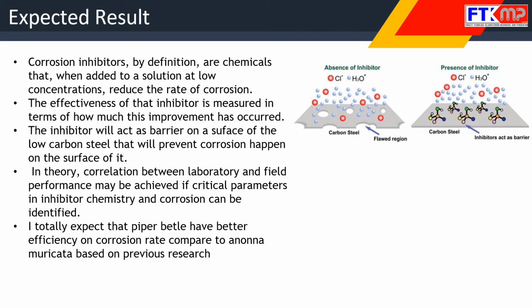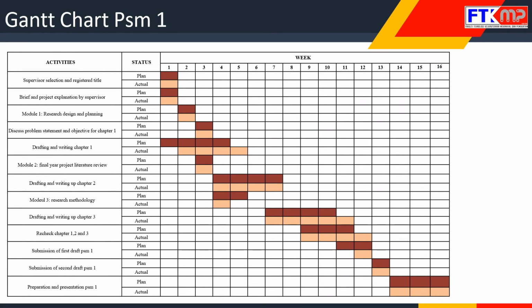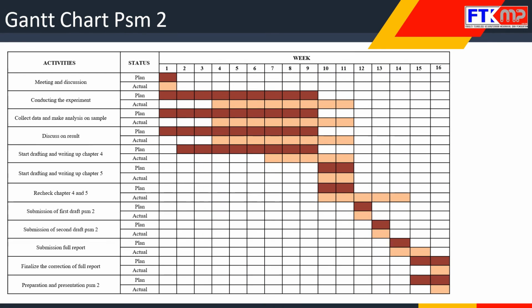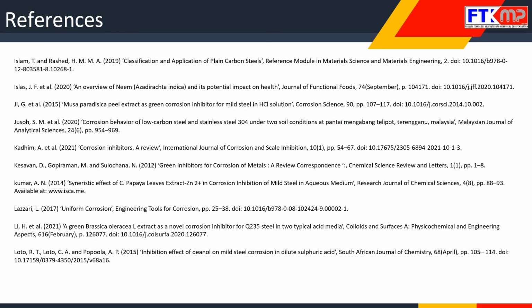In theory, correlation between laboratory and field performance can be achieved if critical parameters in inhibitor chemistry and corrosion can be identified. I totally expect that the piper betle will have better efficiency on corrosion rate compared to Annona muricata based on previous research. Here is the Gantt chart for PSM1, the Gantt chart for PSM2, and lastly I include to you the references.